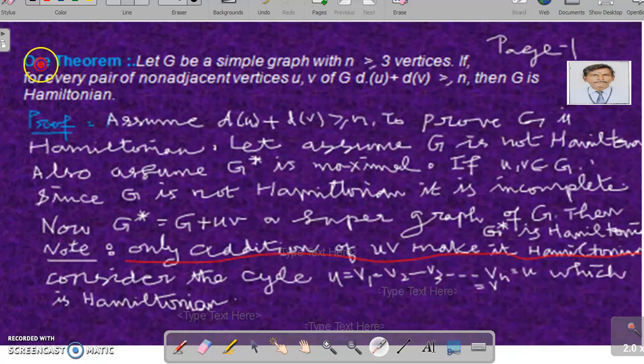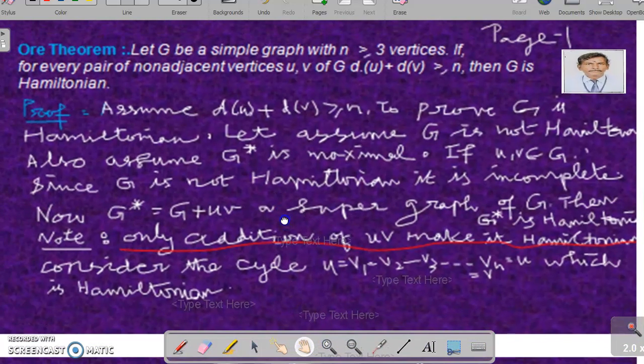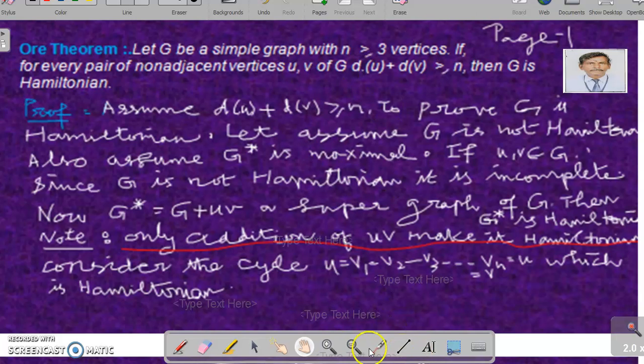This is called the Ore theorem. What the Ore theorem says: let G be a simple graph, and the condition is that the number of vertices must be greater than or equal to 3, otherwise it's not true. Next, if u and v are any non-adjacent vertices, then the degree of u plus degree of v is always greater than or equal to n, implies G is Hamiltonian. That's what we have to prove here.